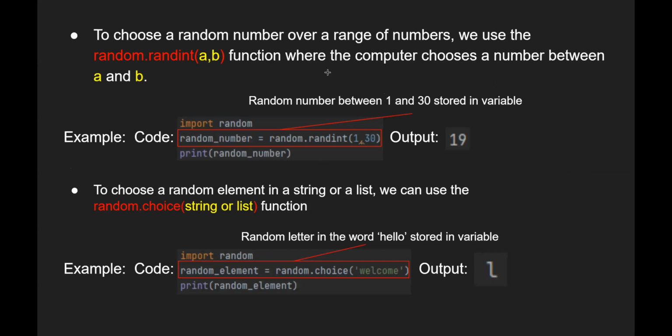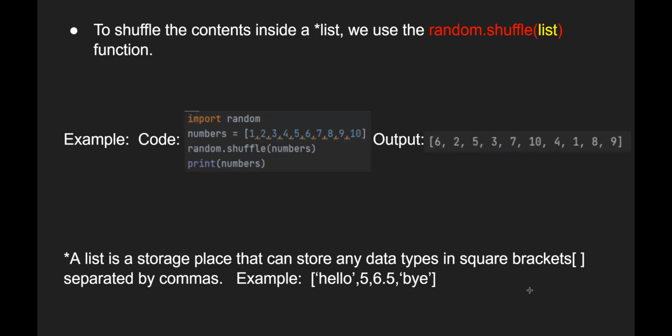Now we could also do random.randint and then two numbers inside, A and B. So if we said random.randint 1, 30, and then printed that random number, we get any random number between 1 and 30, which we got was 19. And then we can also do random.choice. It will get a random element in a string or a list. So we did random.choice welcome, and then I printed L.